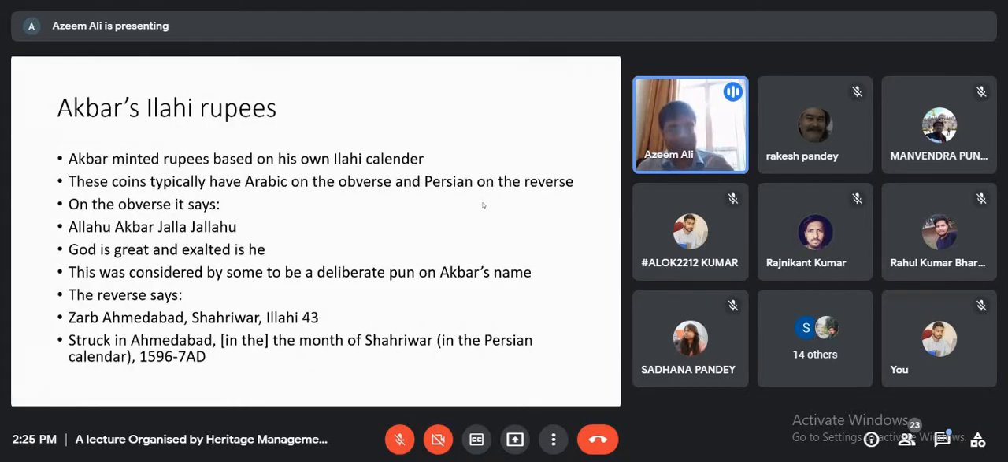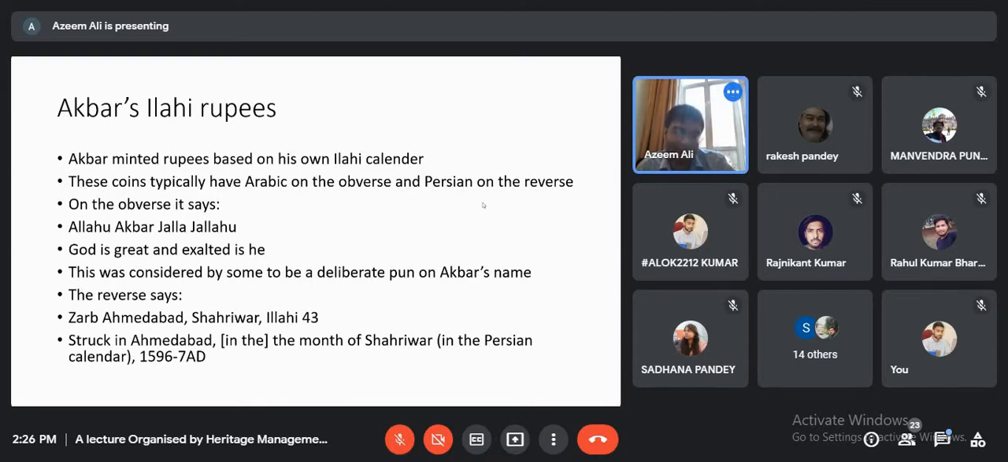And now we're going to look at Akbar's silver rupees, which were based on his own Ilahi calendar. These coins typically have Arabic on the obverse and Persian on the reverse. On the obverse it says Allahu Akbar, Jalla Jallahu. And here is one of the coins. This means God is great and exalted is he. And in this case, Akbar is a double pun, so it's not only referring to God, but also referring to Akbar himself. This was considered by people at the time to be a pun, deliberately done by Akbar.